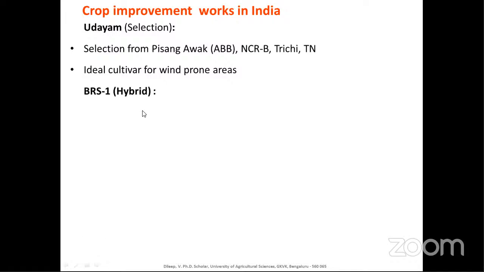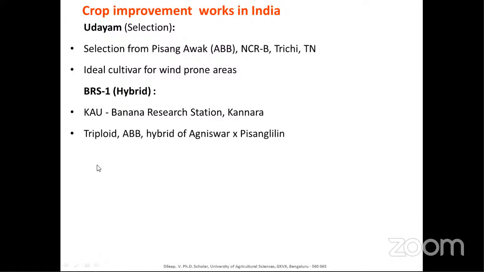So Udayam, and next is hybrids, that is BRS1, Banana Research Station Kannara. Okay, BRS means Banana Research Station Kannara. Udayam is a Tamil Nadu variety, and BRS1 is a hybrid from Kerala. This is a triploid and hybrid of Agniswar into Pisang Lilin.